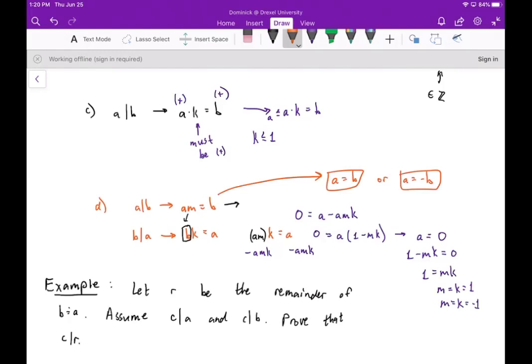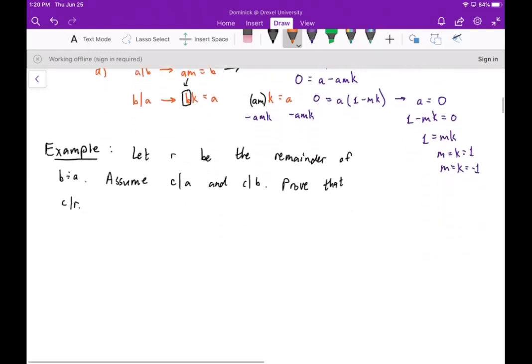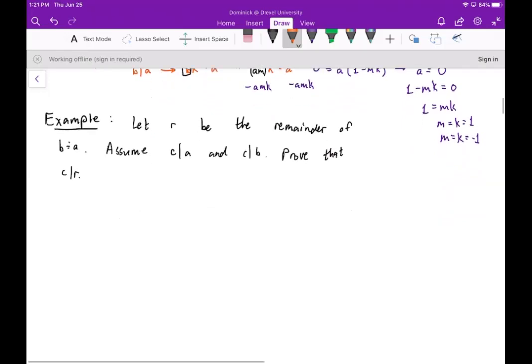Okay, so that's a couple of those proofs. All right, now for the last one of this section, we're going to let R be the remainder of B divided by A. And we'll assume that C divides A and that C also divides B. And we want to show that C divides R. So first we need to handle this first part. Let R be the remainder of B divided by A. Well, then that means, based on what we talked about before, B is A times some Q plus R.